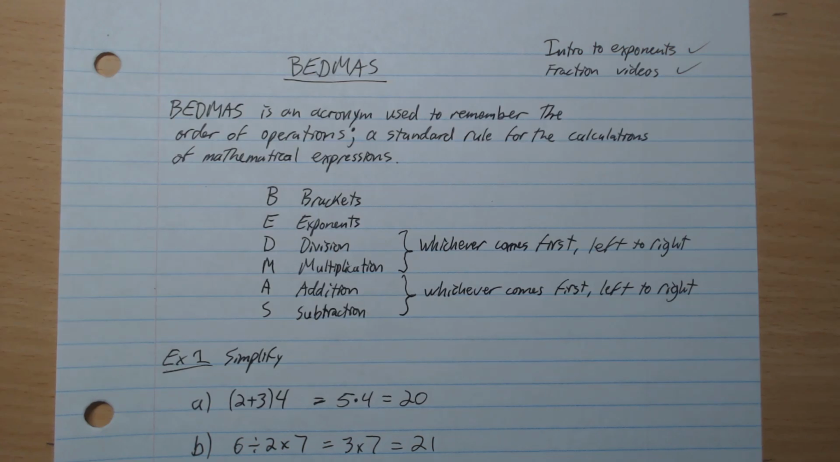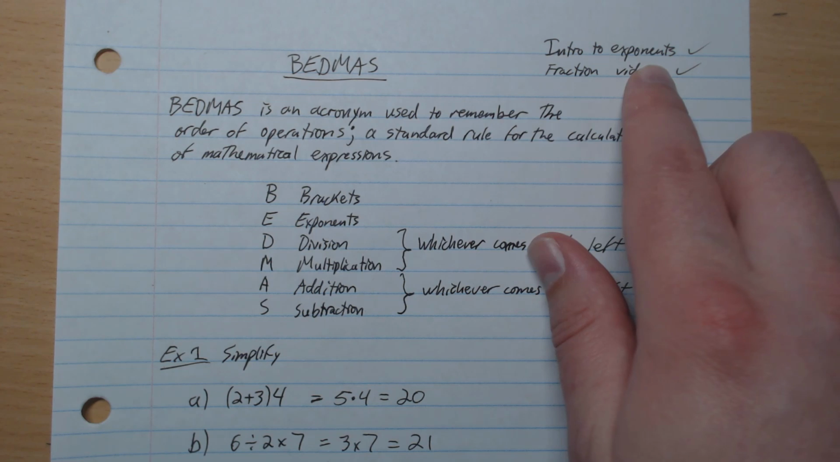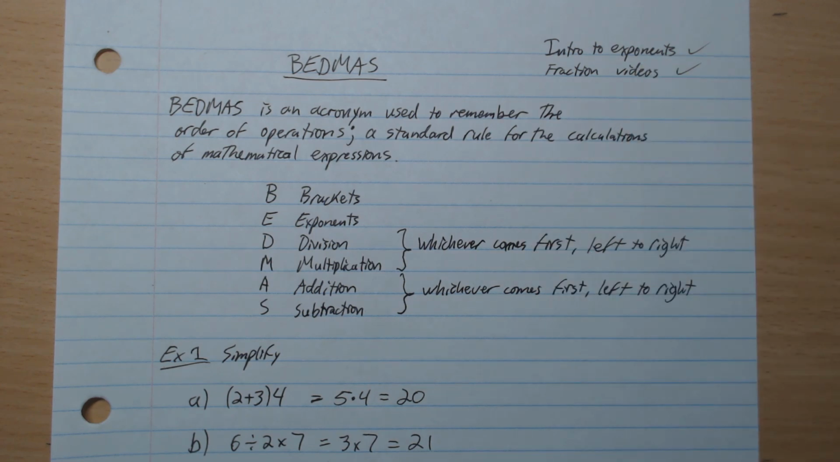Hey everyone, welcome back. Today we're going to look at BEDMAS, an acronym used to remember the order of operations. It's a standard rule for the calculations of mathematical expressions. Before we get into it, if you've seen the intro to exponents video, as well as the grade 8 fraction videos, that'll make today's lesson a lot easier.